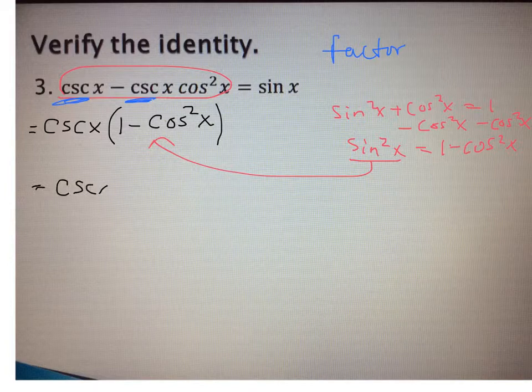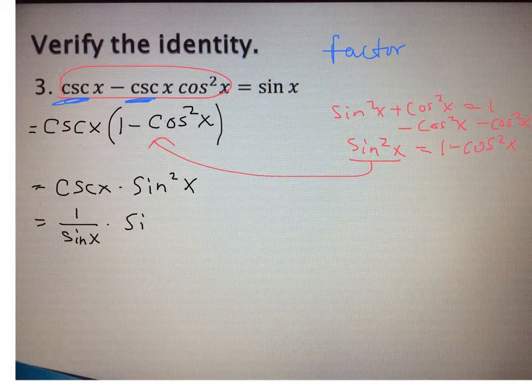So cosecant x times sine squared of x. Now we're almost there. I'm going to go ahead and make another substitution. Cosecant is equal to 1 over sine of x. So substitute that in, and then see that we have a canceling occurring. One of the sines on top is going to cancel with one of the sines on the bottom. And we just get sine x, which is what we have in that right-hand side. So at that point, we're finished.